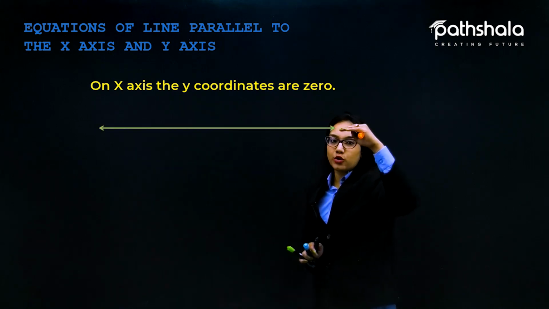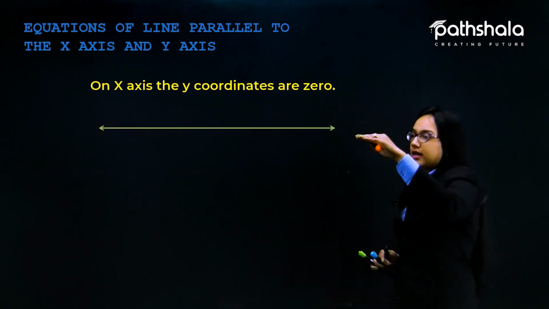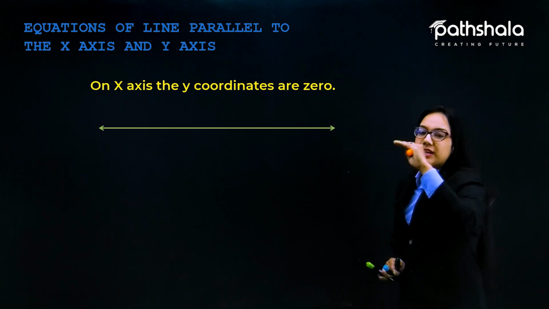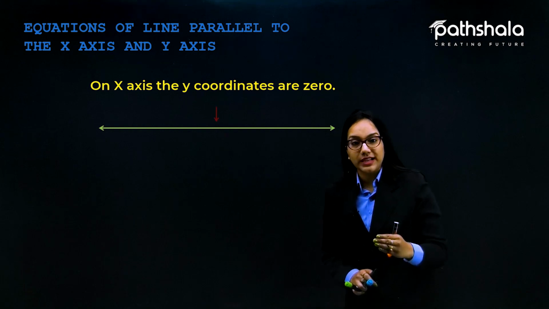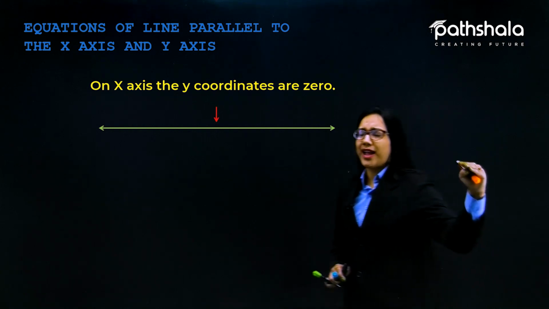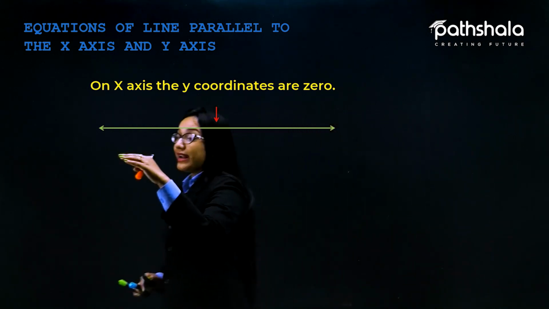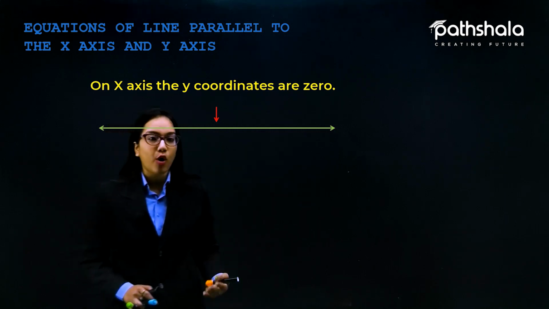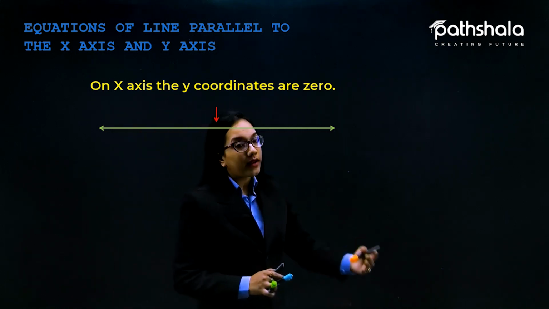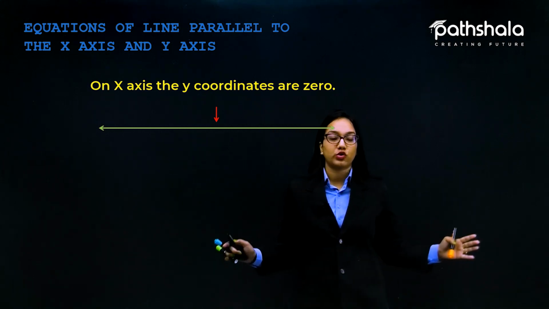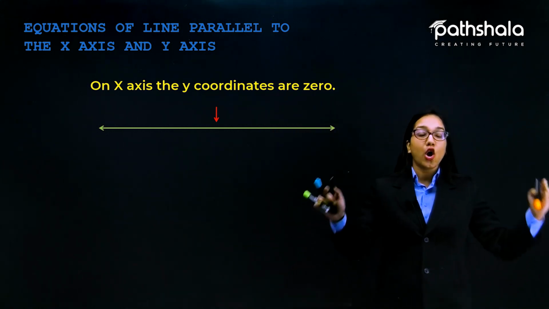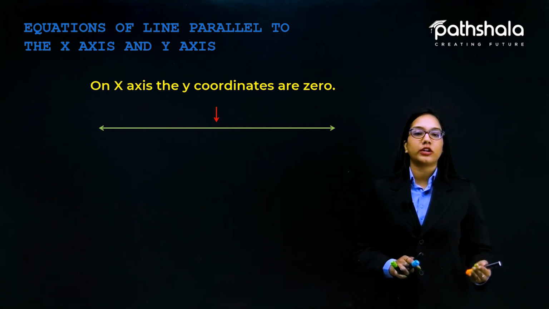Let us suppose we are talking about this horizontal axis, this is our x-axis, which we always represent by x dash. On this x-axis, always remember y is always 0, and hence the coordinates will be of the form (-2, 0), (1, 0), (3, 0), (4, 0), and so on. That is why we say that on the x-axis the y coordinates are always 0.